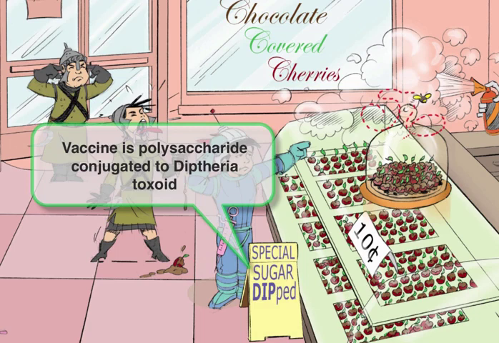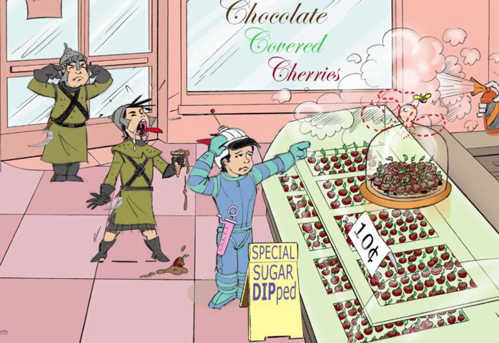To remember that the vaccine is ideally administered between 2 and 18 months, we'll make the cost of the special sugar-dipped treats to be $2.18. So the 2 and 18 for ages 2 to 18 months.